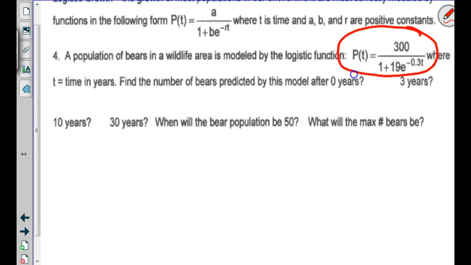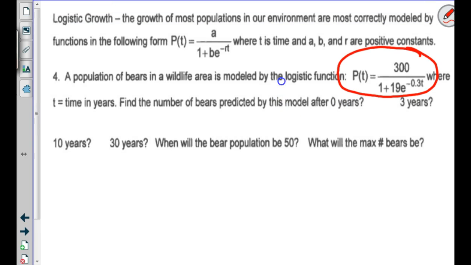This is called logistic. It's going to approach, it says logistic growth. The growth of most populations in an environment are most correctly modeled by a function of this form. Okay, so we have a population of bears in a wildlife area, and it's modeled by this, where t is time. So we are going to go to our graph.